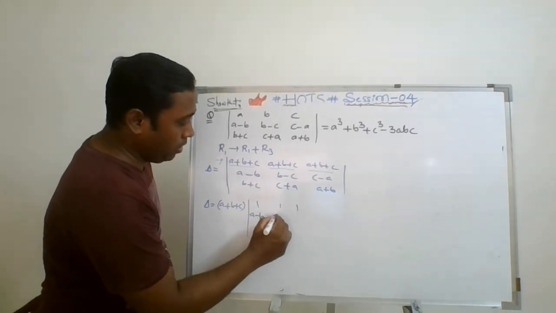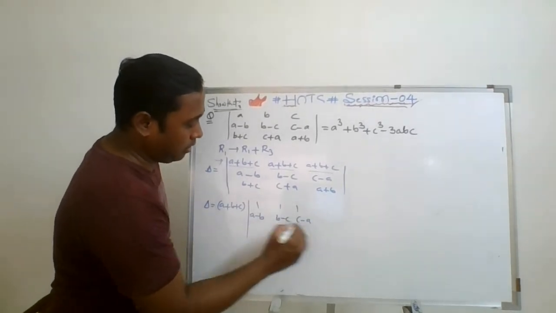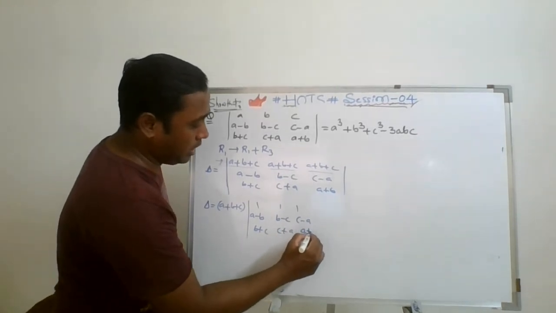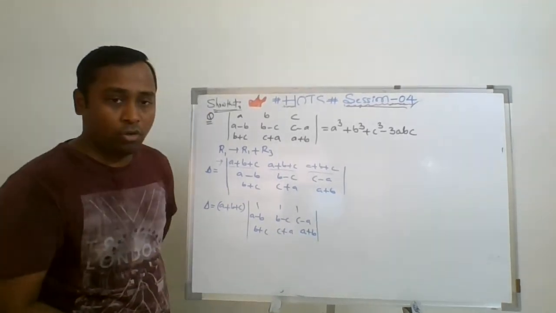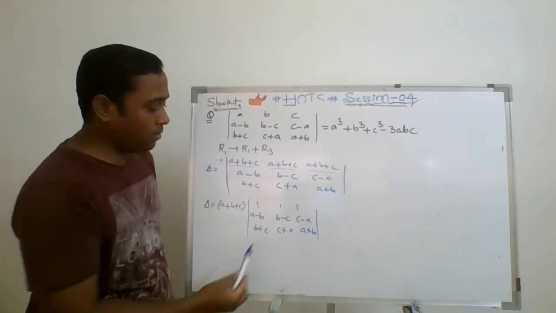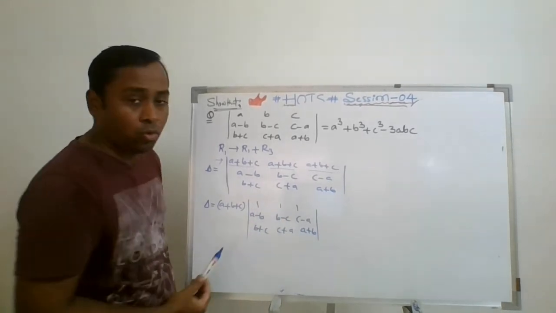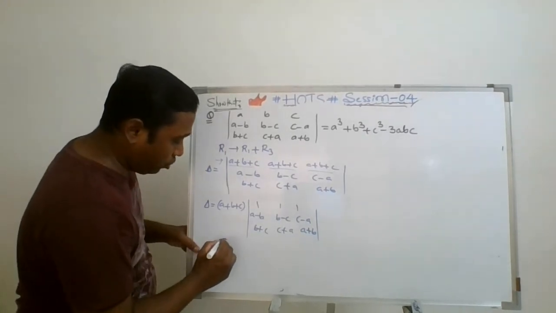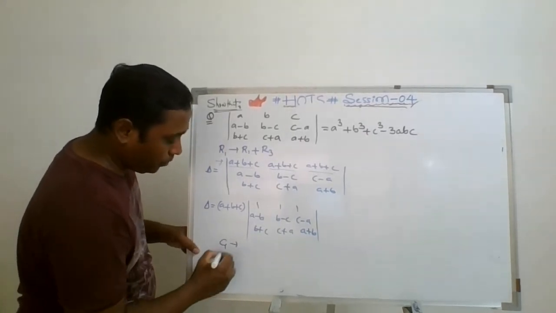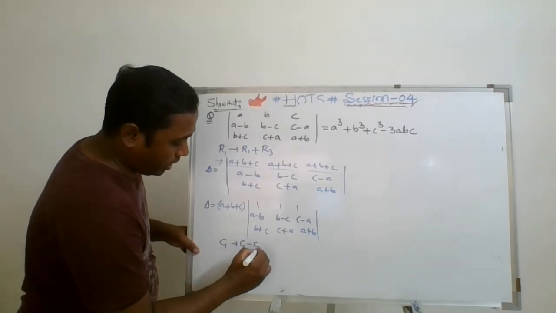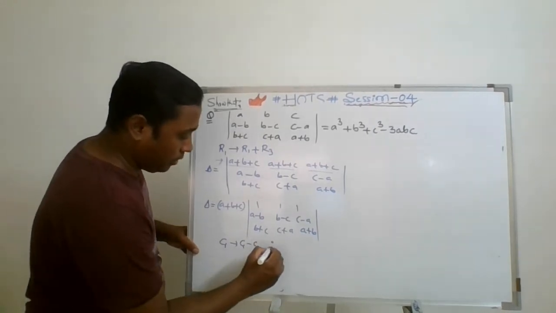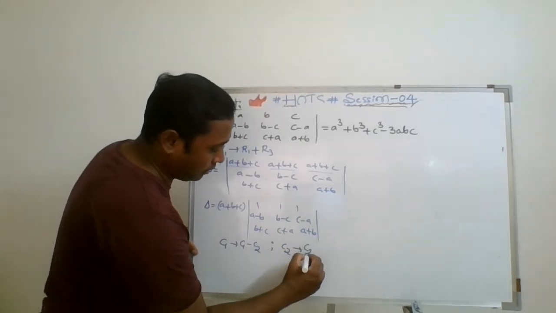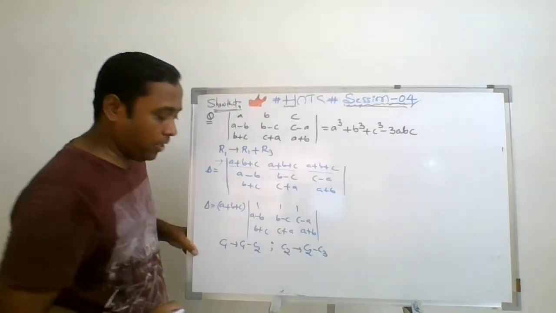A minus B, B minus C, C minus A, B plus C. It means the rest two rows are undisturbed. And you know how to simplify this by simply making two zeros. So that is what I am going to do. First I will change C1 by simply subtracting, C1 minus C2. Then I will do the change in C2 such that C2 minus C3.